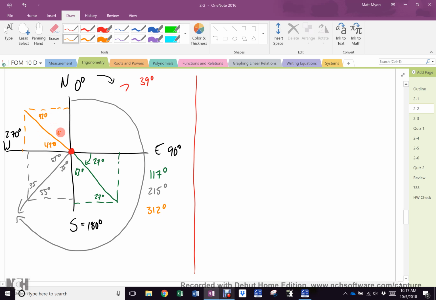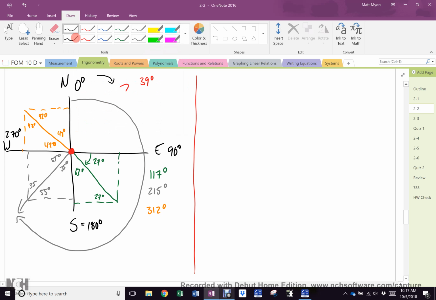48. What does that make this automatically? 48. Is everybody cool? Everybody. Sweet. Now that you understand that, there's another way that we do directions.